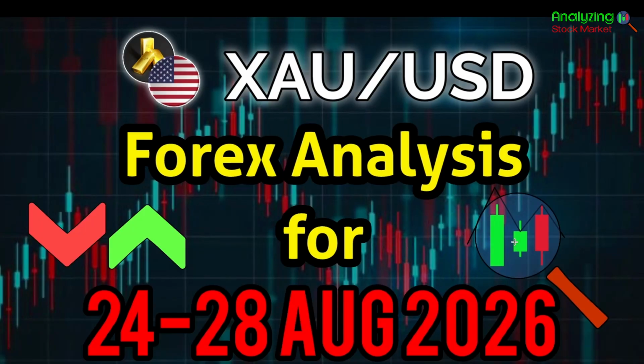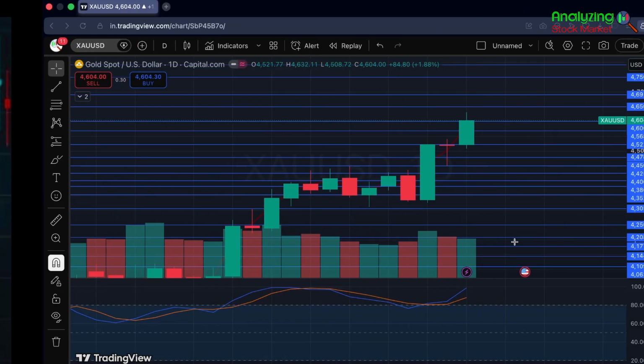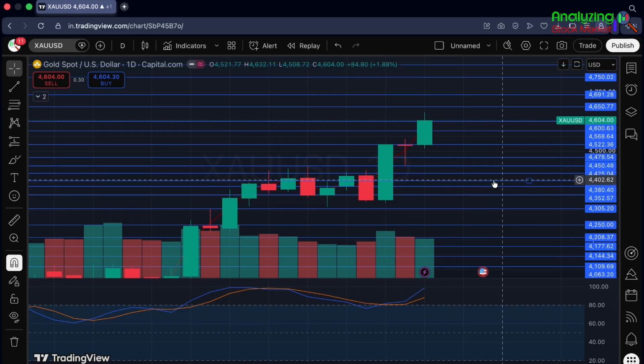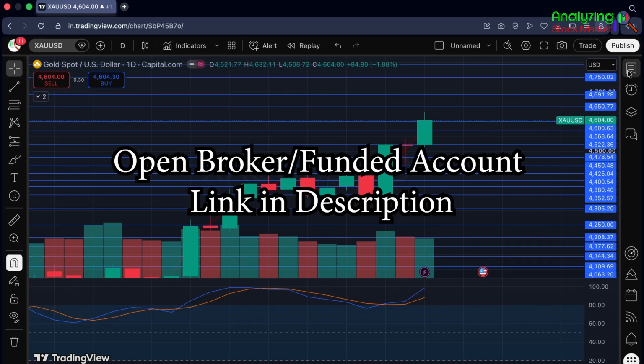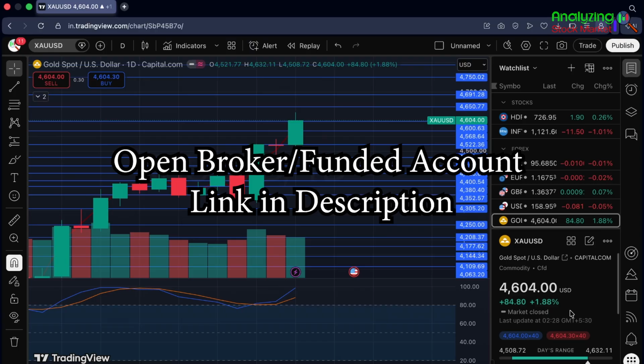So today I'll be talking about the XAU USD pair and we'll do the Forex analysis for 24th to 28th August 2026. So let's go straight to the chart. First, let's see what happened during Friday's momentum on gold USD. As you can see, on Friday we saw a 1.88% positive move. 4604 was the closing on Friday.